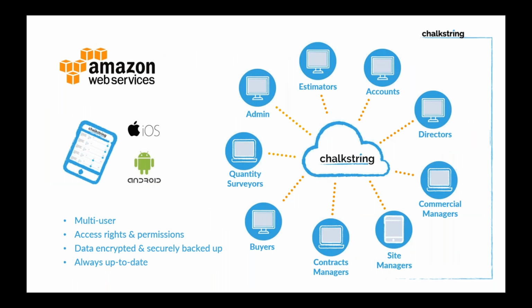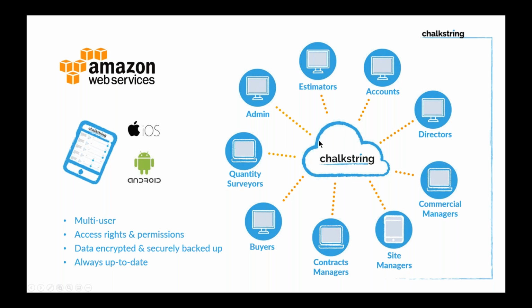In terms of what the software is, it's a modern cloud-based system. So rather than having lots of different spreadsheets and systems and trying to manually transfer data between all your systems, it's about having one set of data that sits in the cloud, and everyone within your organization can access that data. And of course, you can apply permissions and access rights to everybody to control what they can see and what they can do. But ultimately, you've got one set of data in Chalkstring.